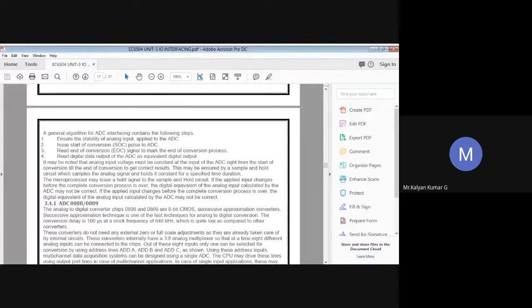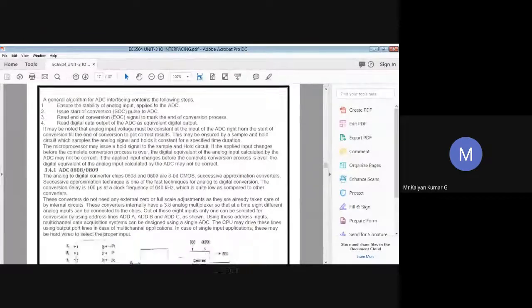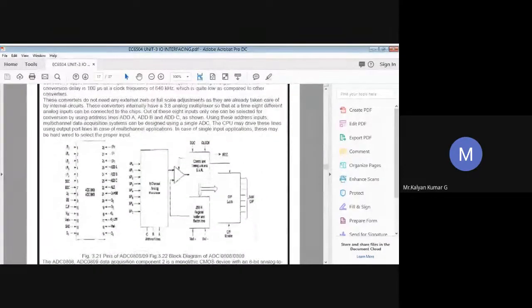There is a ready-made integrated circuit available to perform these functions, and that IC is displayed here. It's an 8-bit successive approximation type ADC with an inbuilt 8-channel multiplexer. That IC name is ADC 0809. I repeat, the ADC 0809 is an 8-bit successive approximation type ADC. It has a built-in 8-channel multiplexer feature also.